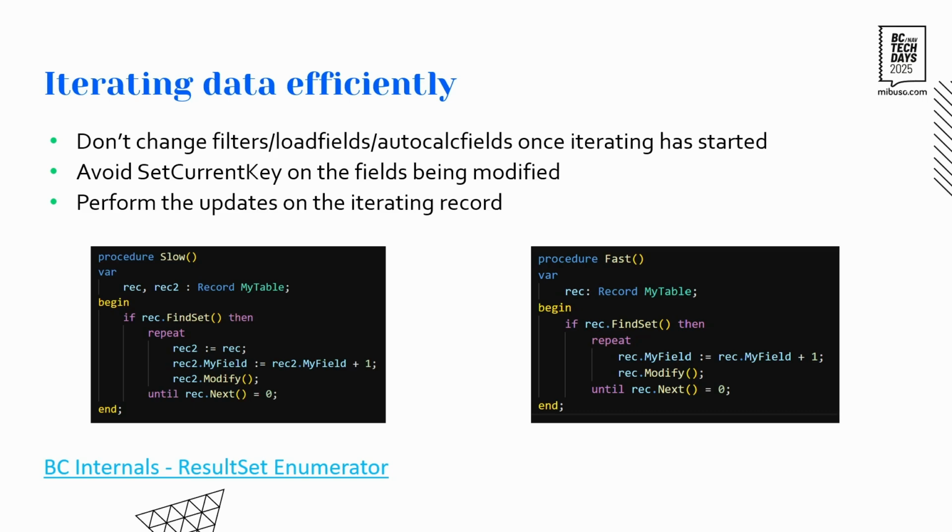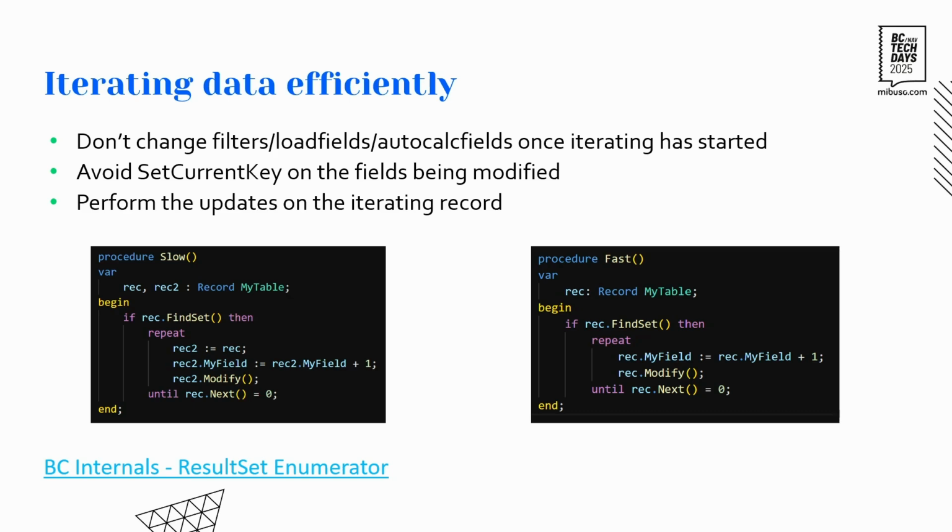Avoid set current key on the fields you're modifying. Set current key changes the order, and if you're changing the values that are part of the ordering, then you're actually moving the cursor around. So the moment you call next after you change the value, the value changed from 1 to 5, you want the next from value 5. So you should not sort by the stuff you're modifying. It's not great for anything.